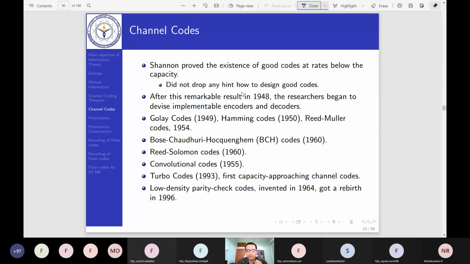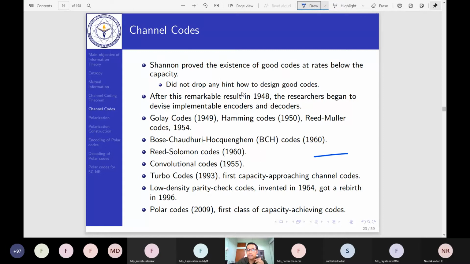And then LDPC codes were invented in 1964, but in 1964 the decoding rule was so computationally intensive that nobody could verify the veracity of that algorithm. However, in 1996, after the success of turbo codes, people started to know about the benefit of the decoding algorithm for LDPC codes, and it was found out that LDPC codes can even surpass the performance given by turbo codes.